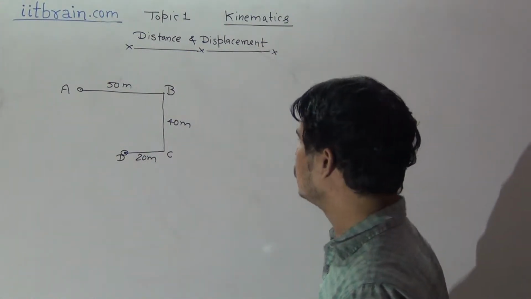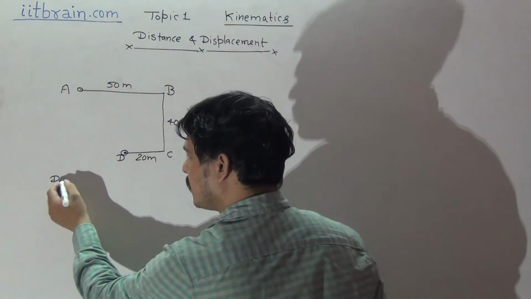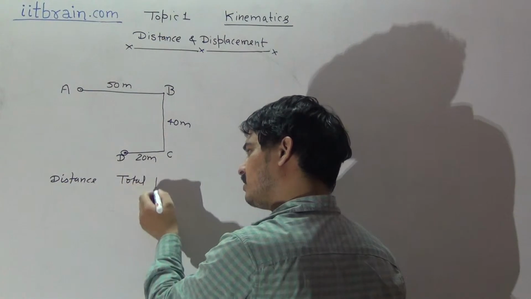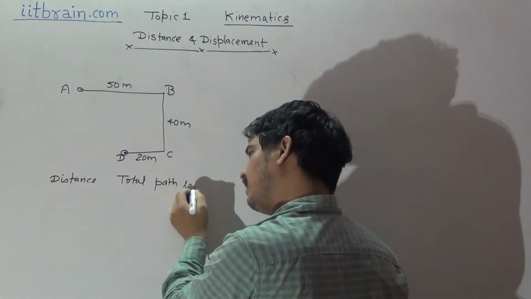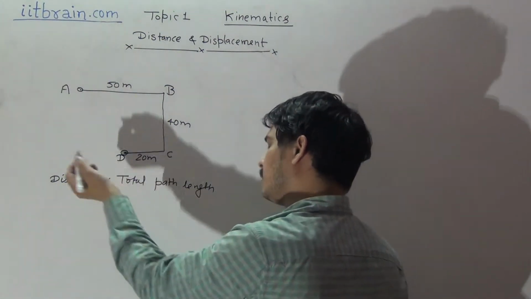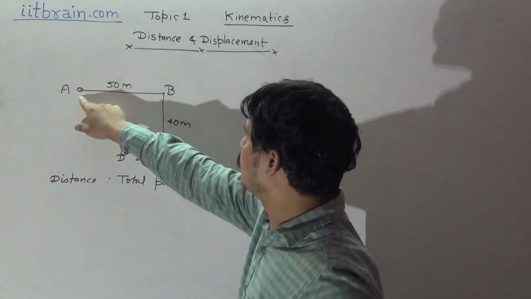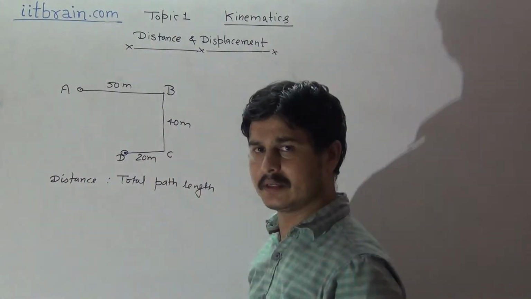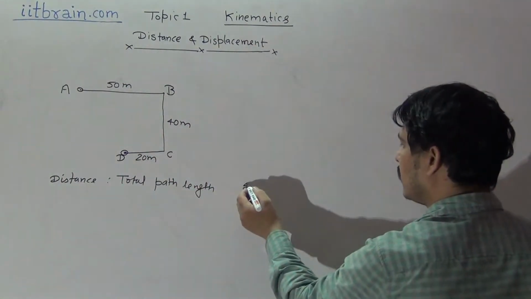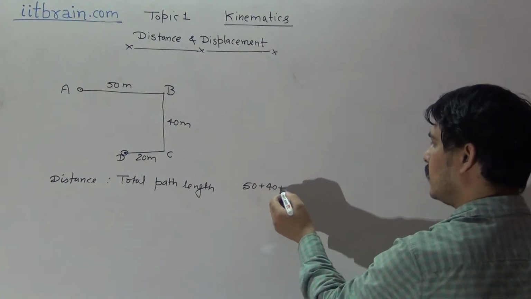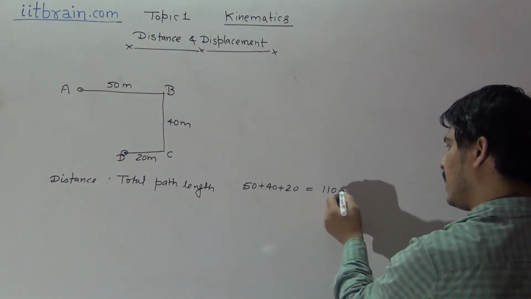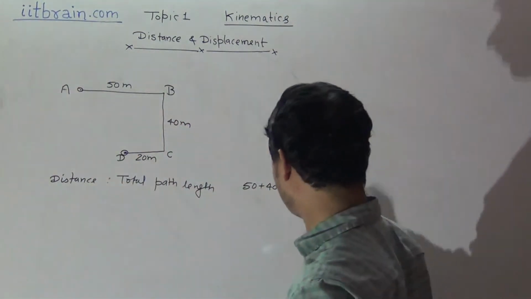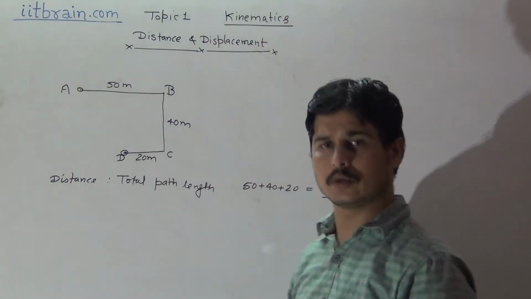So what is distance? If I say it in the simplest way, distance is total path length. Total path length is called distance. Since here the particle moves from A to B 50 meter, then from B to C 40 meter, C to D 20 meter, the total path length of the particle is 50 plus 40 plus 20. So it is 110 meter. This is called the distance covered by the particle.